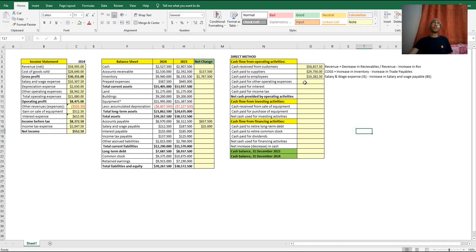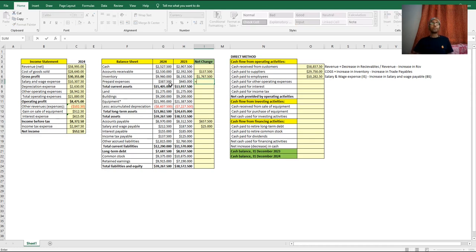Then cash paid for other operating expenses. This is basically going to need three elements. One is other operating expenses, which is mentioned in the income statement. Then we will need the change in the prepaid expenses, and we will need the change in the other accrued liabilities. So if liabilities have gone up, that means less cash has gone. If expenses have gone up, that means more cash has gone. If expenses have gone down, that means less cash has gone. If liabilities have gone down, that means more cash has gone. So let's calculate it.